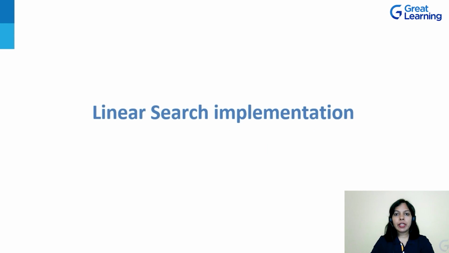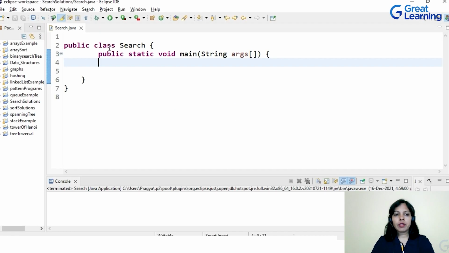Now let's see the implementation of the linear search algorithm. I'll go directly to the Eclipse IDE and start writing the code. Here I have created the class Search, and then there is a public static void main method. Inside this we'll be writing the logic for search. As you saw already, the logic behind linear search is that you have to linearly search each and every element in a given array one by one, starting from the 0th index.